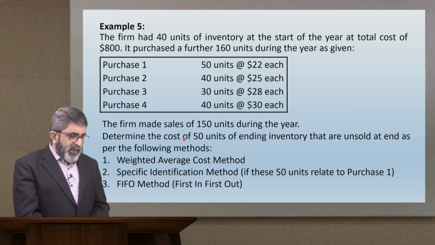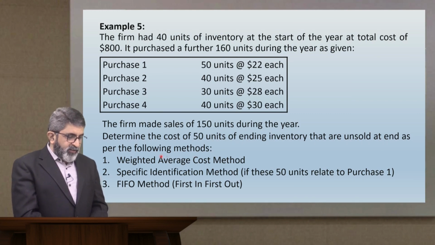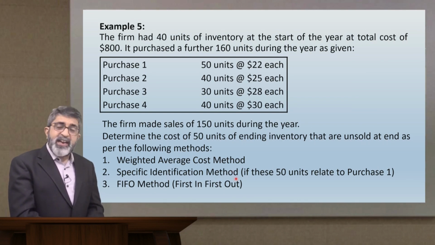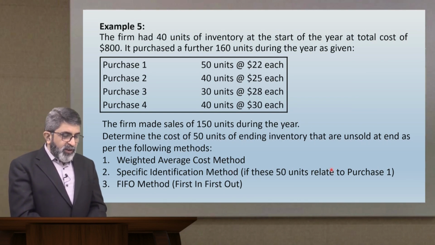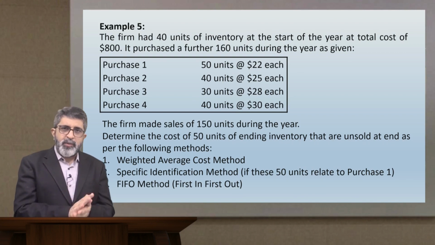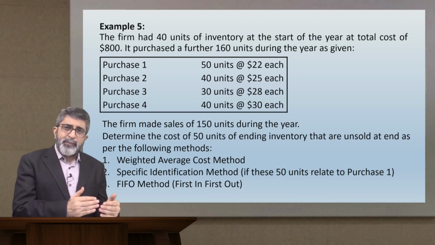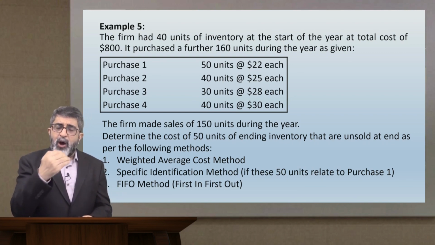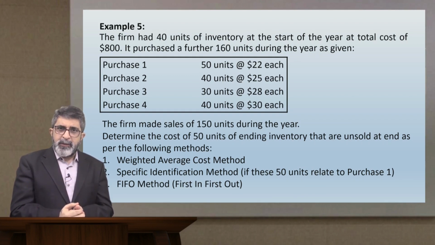It says determine the cost of the 50 units of ending inventory that are unsold at the end as per the following methods. Number 1, the weighted average cost method. Number 2, the specific identification method, if these 50 units relate to purchase 1. And third one is the FIFO method, that is first in first out method. In the previous example we have already considered how to apply the first in first out method.